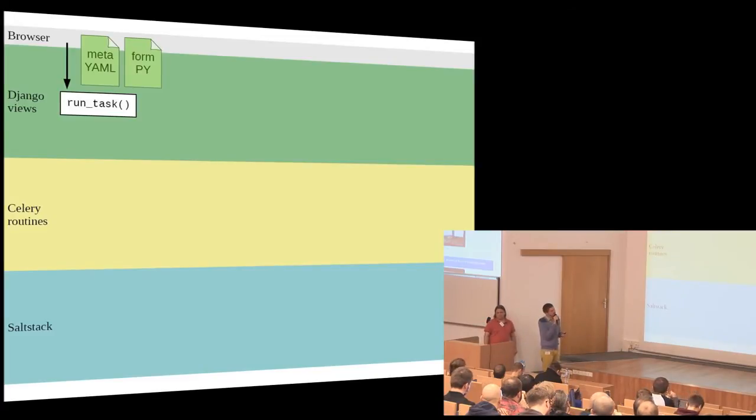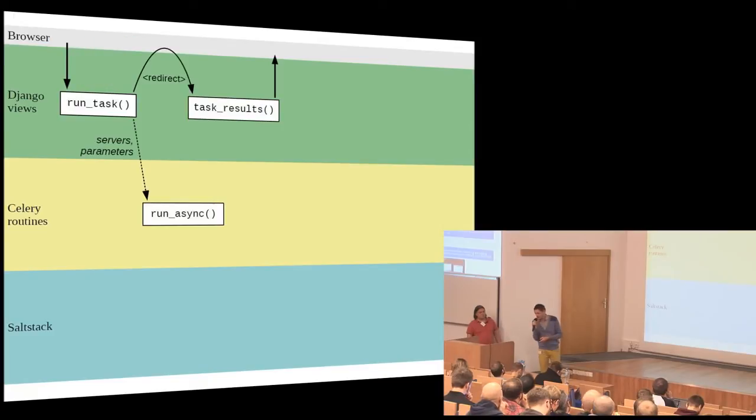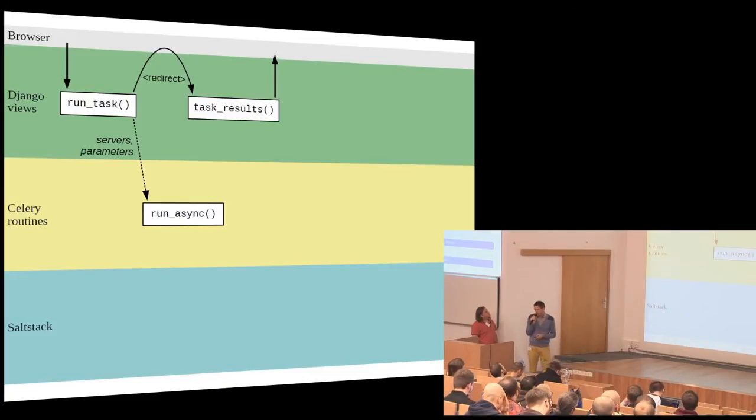Okay, so in this scenario, the user has chosen a task, filled the parameters form correctly, selected servers, clicked run, and the view run task gets activated. And what it does is it asynchronously executes a helper function, run async, giving it servers, parameters, plugin data, and so on, and immediately redirects the user to the results page, although probably there are no results yet.